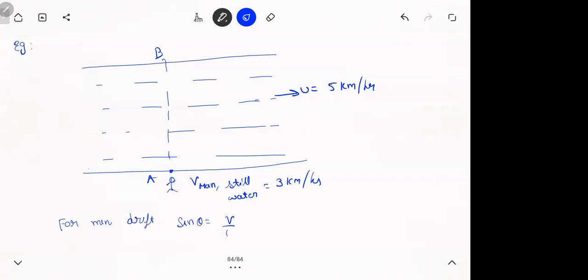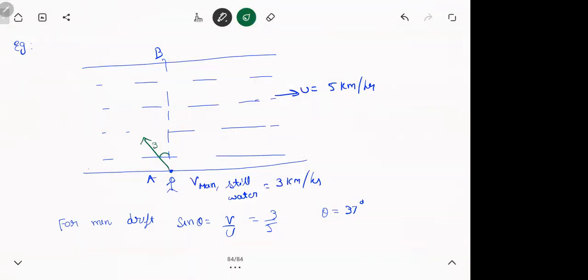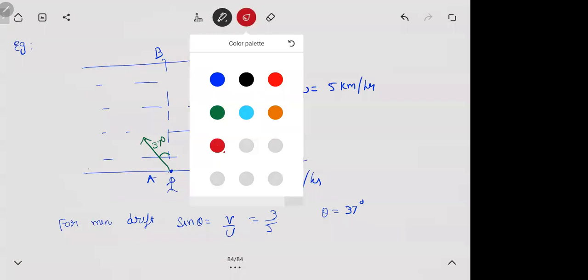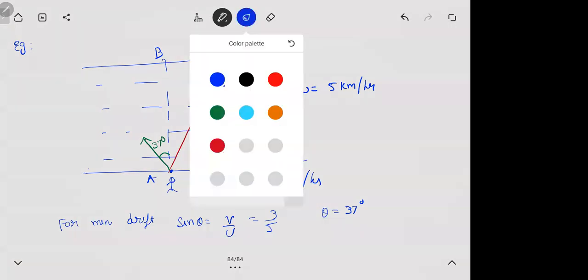Sin theta is V by U, that is 3 by 5. That is 37 degrees. Meaning he should swim this way at 37. But he will reach somewhere here. He can't reach B because he won't be able to cancel the river's speed. Put this down. Any doubts, please ask me.